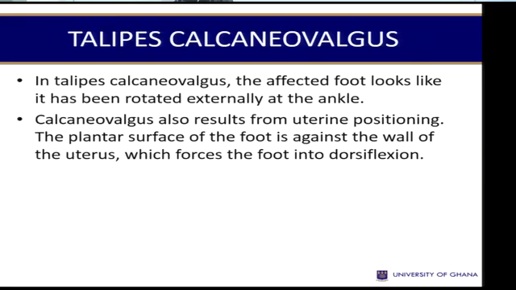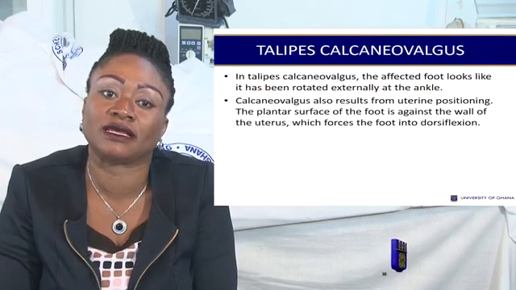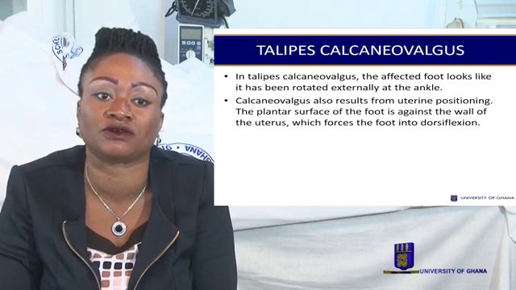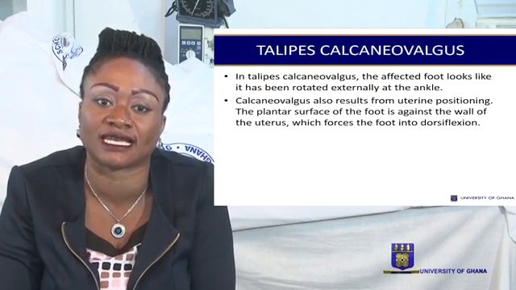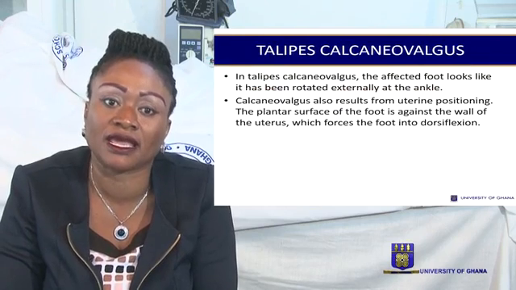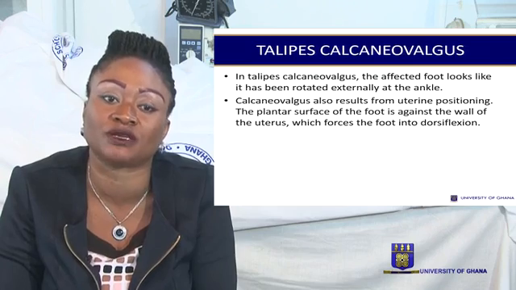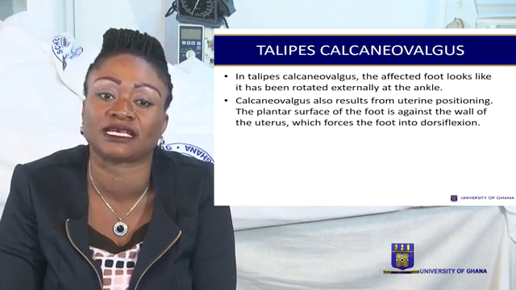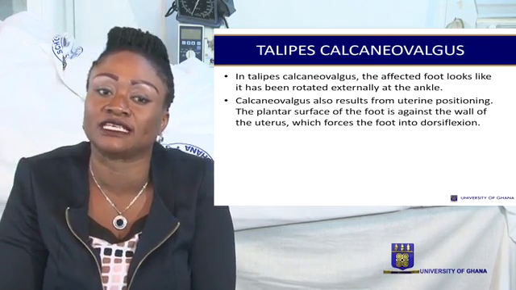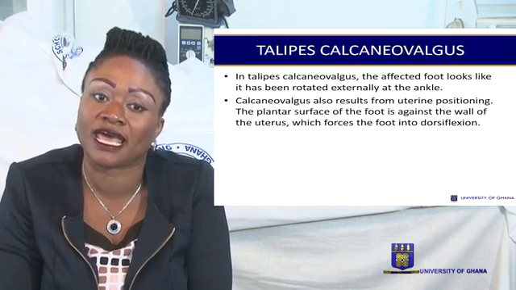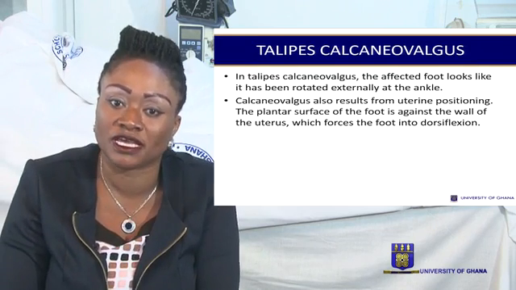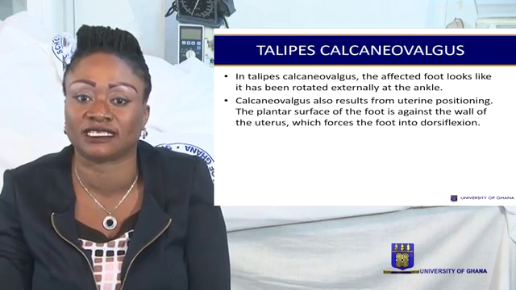Talipes calcaneovalgus. With this one, the affected foot looks like it has been rotated externally at the ankle, and the calcaneovalgus also results from uterine positioning, and the plantar surface of the foot is against the wall of the uterus, and this forces the foot into dorsiflexion.